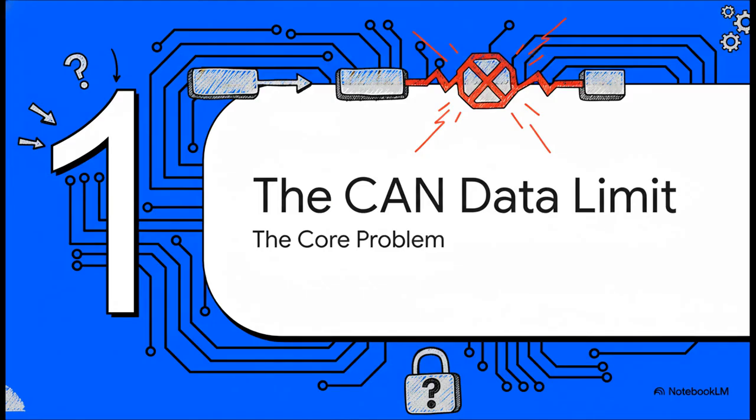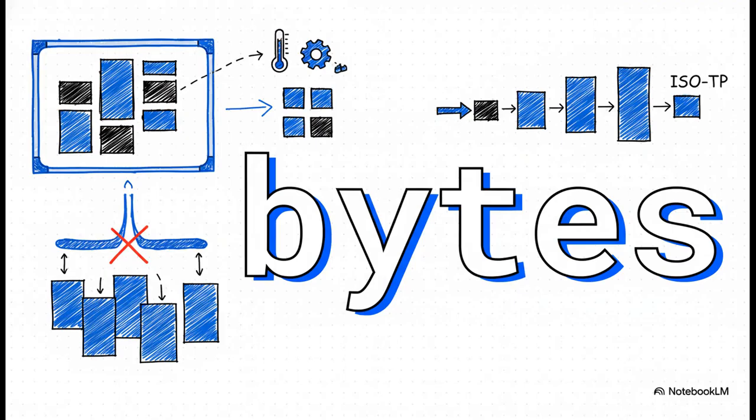To really understand why ISOTP is so cool, we first need to understand the fundamental problem it was designed to solve. I mean, why does this protocol even need to exist? Well, it all boils down to this number, 8. Just 8 bytes. That is the absolute maximum amount of data you can cram into a single standard classical CAN frame. That's it. Now for super simple things like a temperature reading, that's probably fine. But for anything more complex, it's a huge bottleneck.